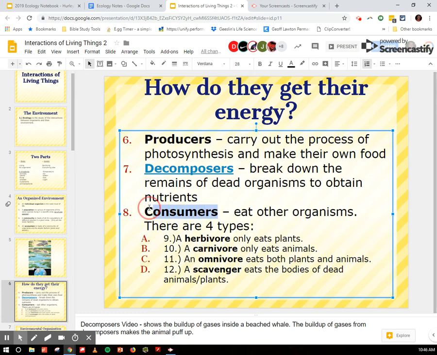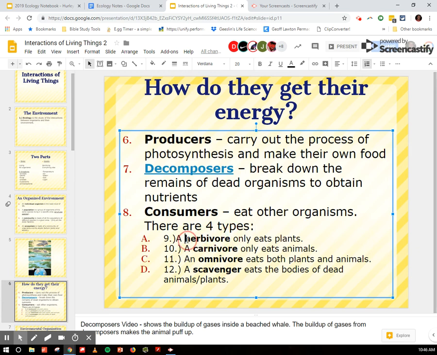And then the last thing, consumers. Consumers are things that eat other organisms. These ones make their own food. These ones break down dead stuff. And consumers have to eat other organisms. They have to steal energy from others. And there are four main types. There's a bunch of other types.